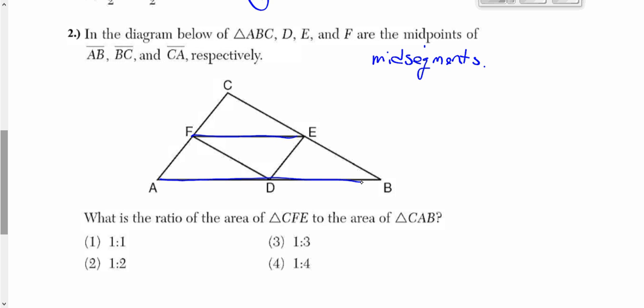So we dilate. We good there? We dilate by half, we get from the third side to the mid-segment, okay? So, the ratio of the area of triangle CFE. So where is CFE? This triangle compared to CAB, the big one.